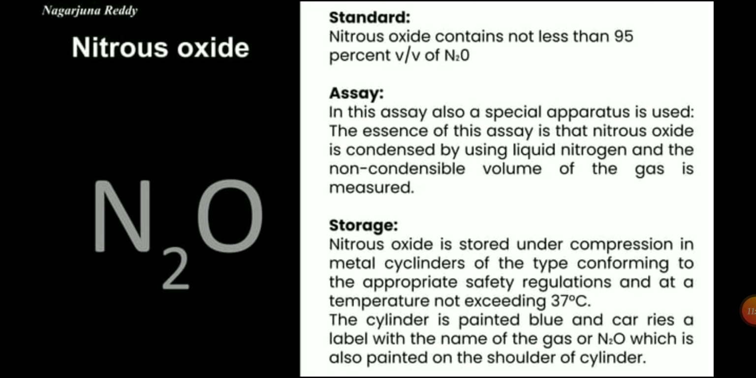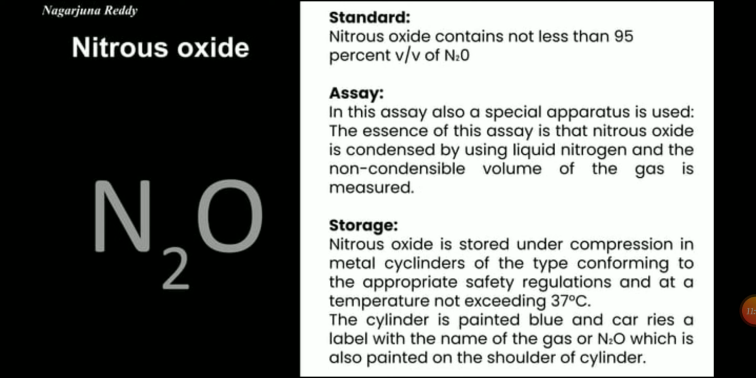Assay. In this assay also a special apparatus is used. The essence of the assay is that the nitrous oxide is condensed by using liquid nitrogen and the non-condensable volume of the gas is measured. A separate apparatus is there, which we use for identification of the nitrous oxide purity, to identify the purity. Storage, what is it?